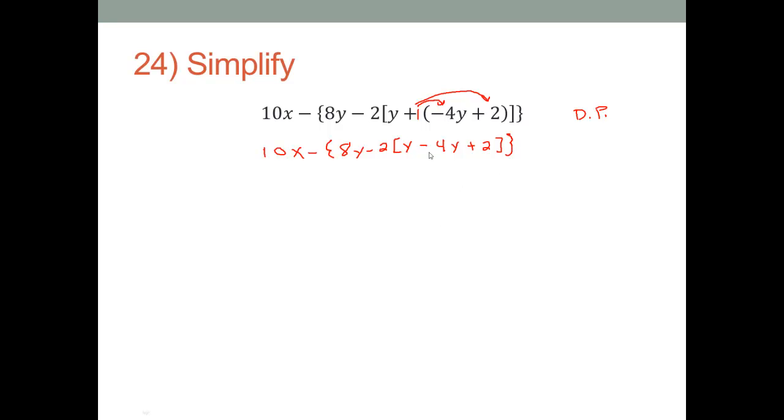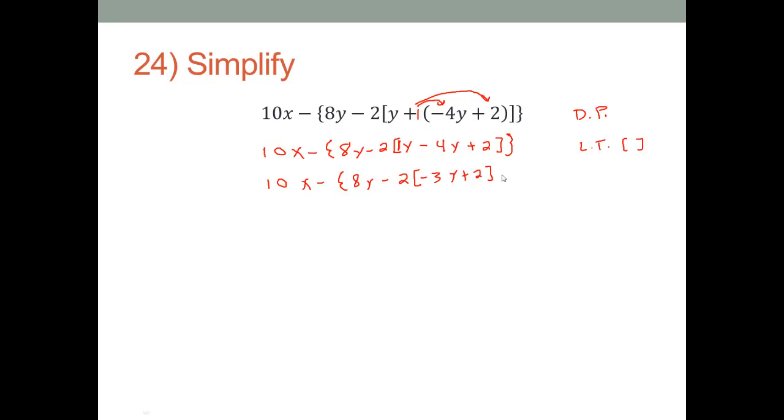Okay, I'm going to work inside the brackets here where I have y minus 4y plus 2. That's understood to be a 1y, so I want to combine the like terms inside the brackets there. And we'll just keep working like that until we work our way out of all of the enclosures. So 1y minus 4y is negative 3y plus 2.